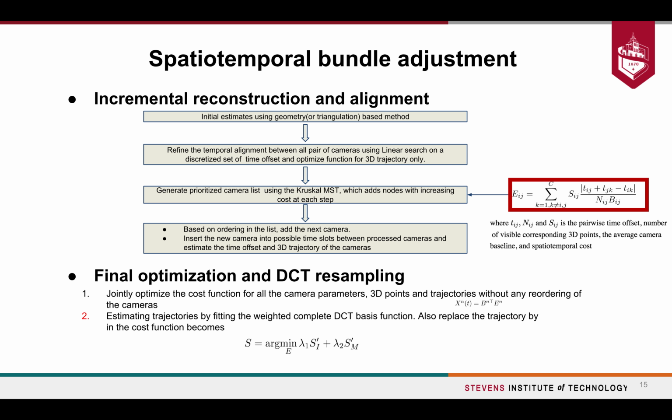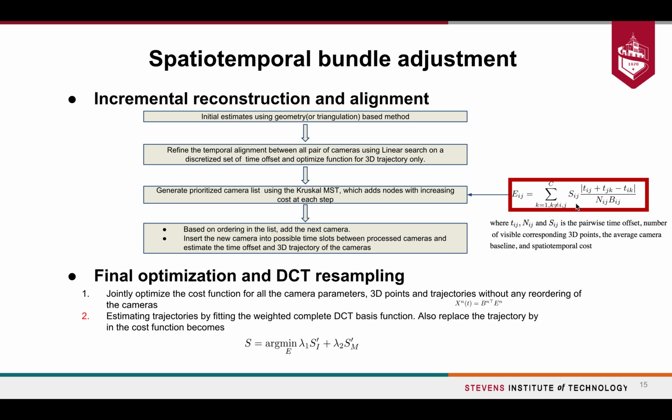Then, because the incremental method needs to add the cameras one by one, he tried to determine the ordering in which to add the cameras, and he did that to find the minimum spanning tree. So each camera is treated as a vertex, and the edge weights between cameras depend on this equation.